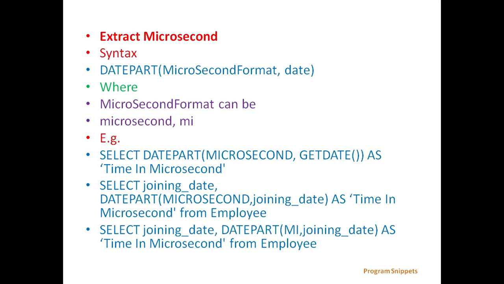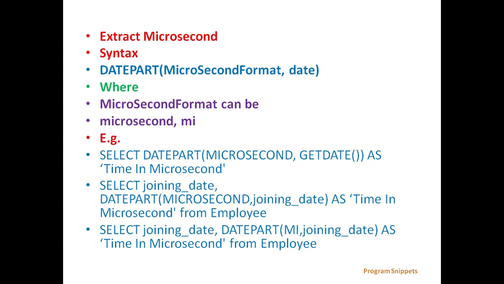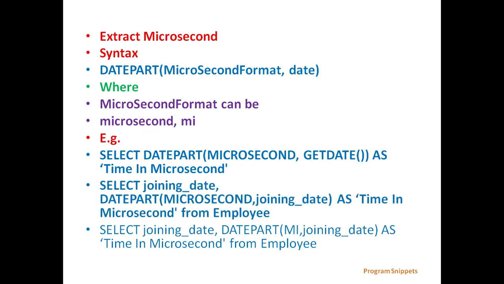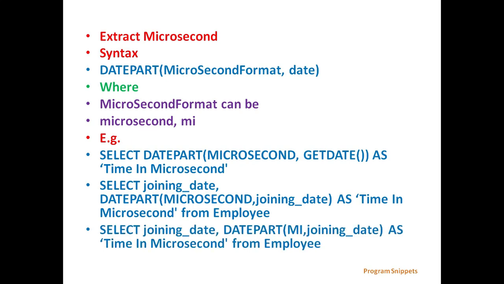Next is extract microsecond. General syntax is DATEPART with parameters microsecond format comma date, where microsecond format can be microsecond or mi. For example, SELECT DATEPART(microsecond, GETDATE()) will return time in microsecond, and SELECT DATEPART(microsecond, joining_date) will return time in microsecond for the employees joining time. We can also use mi to extract microsecond.